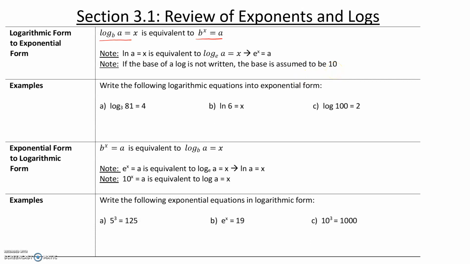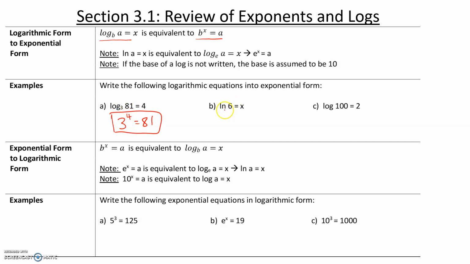Here's an example. Write the following logarithmic equations in exponential form. So our rule says that the base of the log, which in this case is 3, becomes the base of the exponent. The 81 and the 4 reverse. So the 4 becomes the exponent, and the 81 becomes the answer. So in exponential form, 3 to the 4th equals 81.